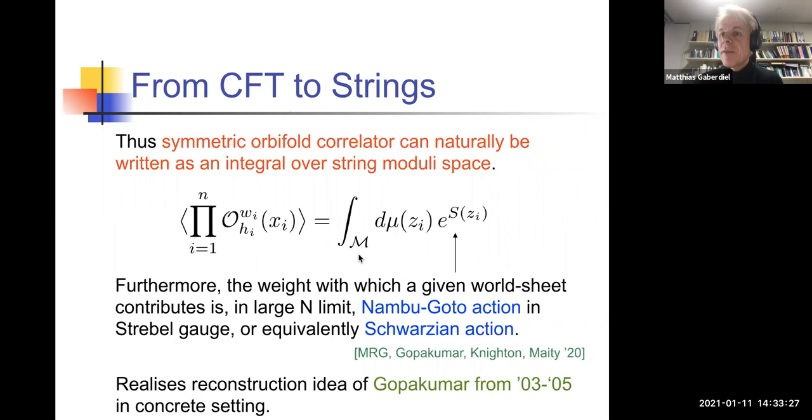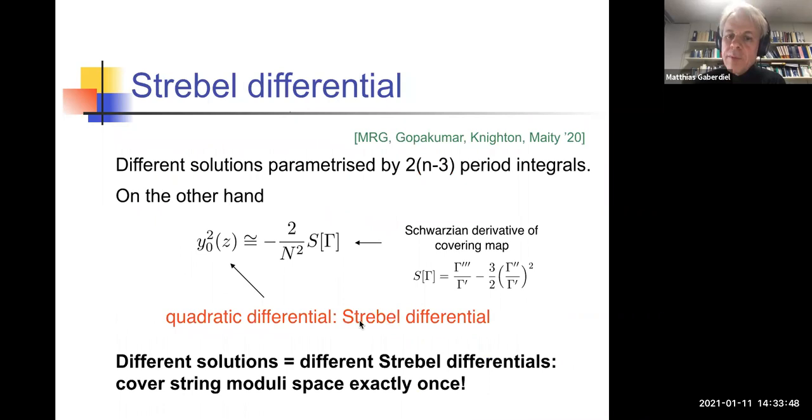So this is a perspective where we just started with the symmetric orbifold CFT, and we've rewritten the Lunin-Mathur prescription for how to calculate it in terms of something where naturally the integral over moduli space of string theory emerges, and it works via this Strebel differential that characterizes the different solutions to the matrix model, which are in one-to-one correspondence with the different covering maps that appear in the solution of Lunin and Mathur.